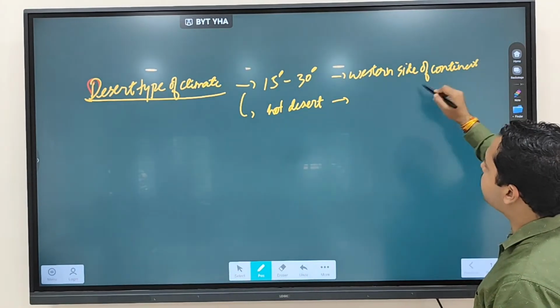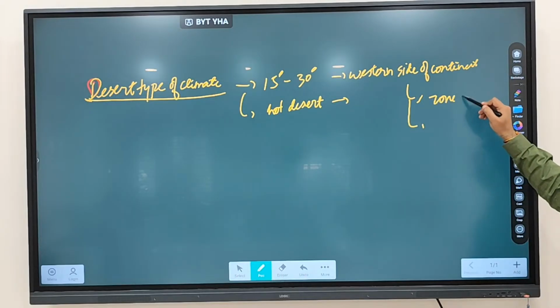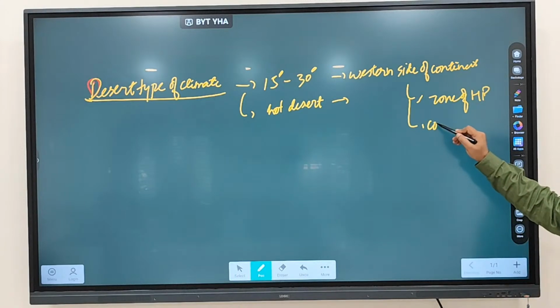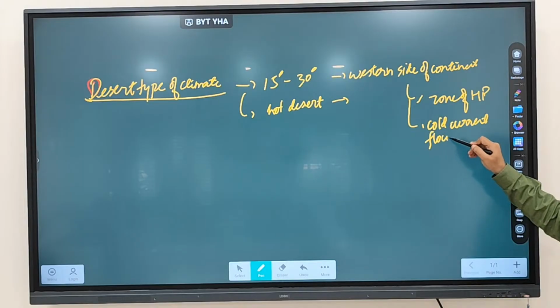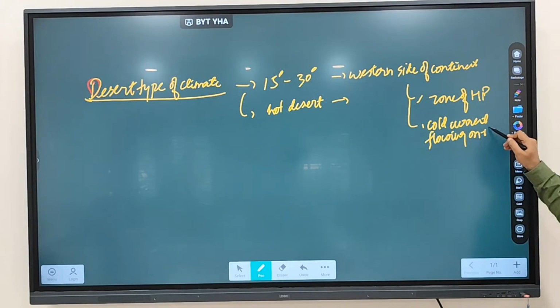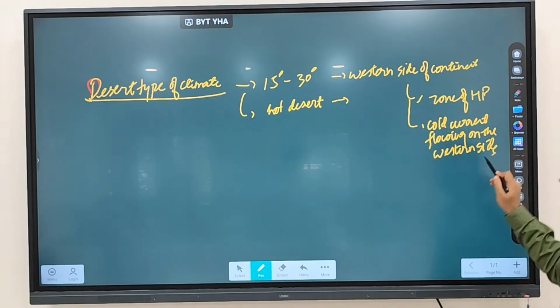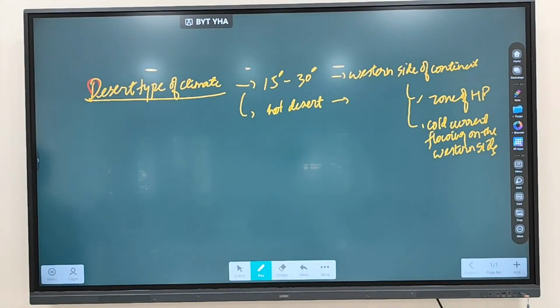Why is the distribution there? Remember, we discussed it is a zone of high pressure, and the second we have discussed is cold current flowing on the western side. So these are the reasons why you see desert type of climatic conditions on the western side of the continent. Clear?